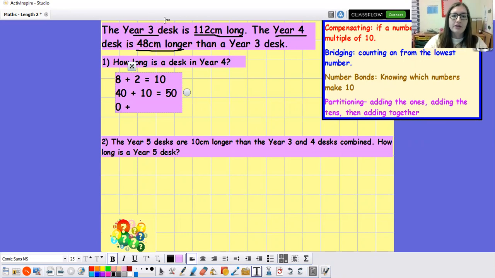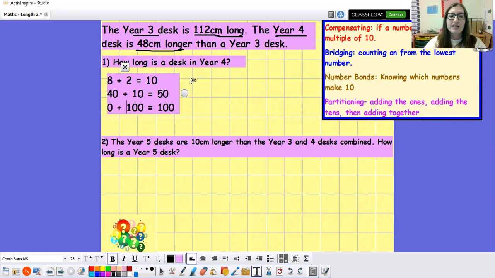Oh, and this one's got 1. So we've got 100 equals 100. So I've done a bit of my number bonds knowledge here, because I know that makes 10, and then some partitioning here. So now I've partitioned it, I've got to add it all together.